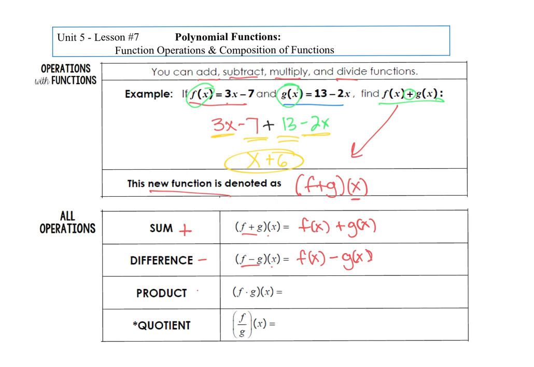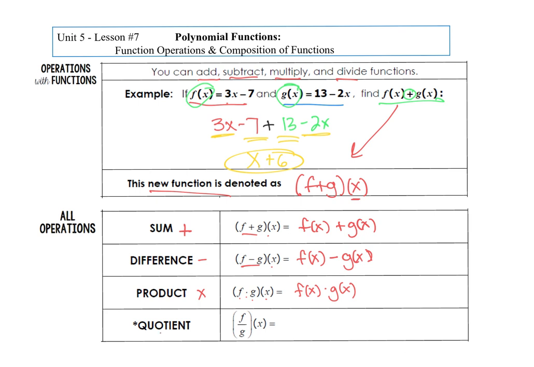Okay, product means to multiply. So this is read as f times g of x. So we're taking our f of x equation and we're multiplying it to our g of x equation. It's going to be like foiling, okay, a lot of times. That's all stuff we know how to do, pretty basic.